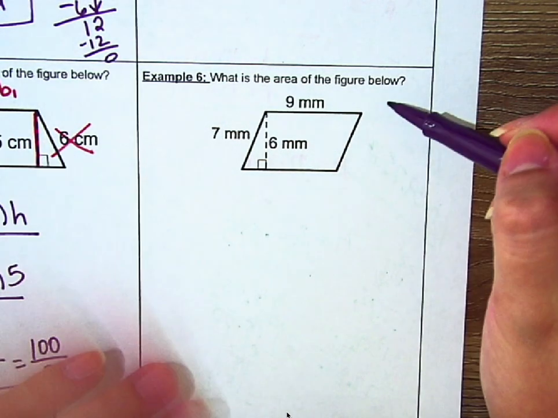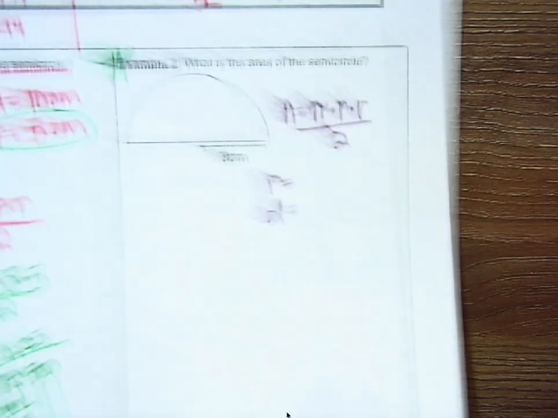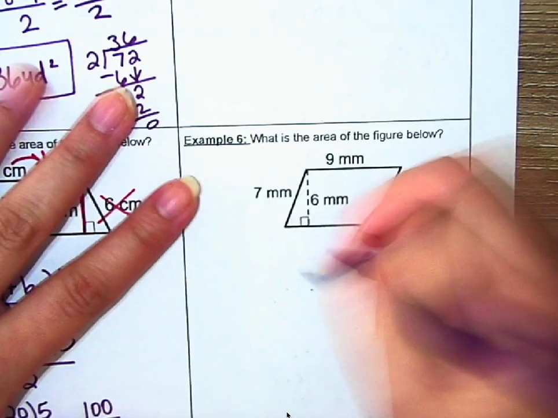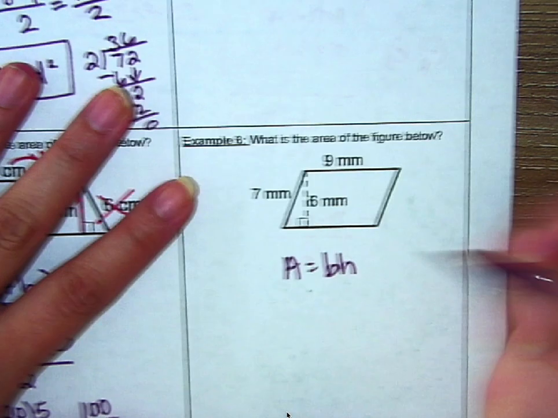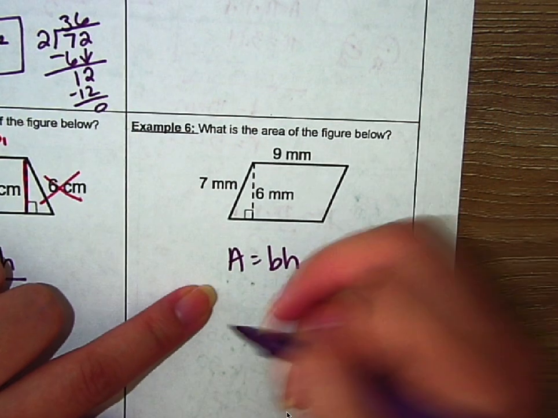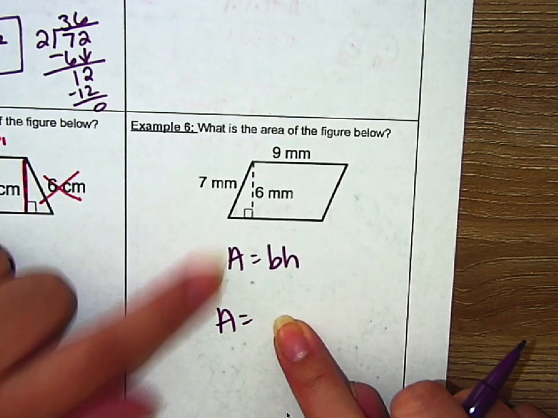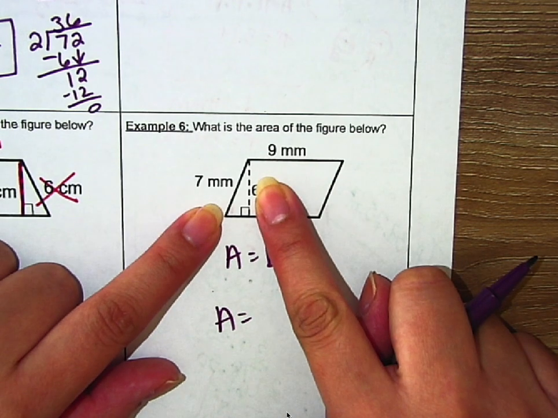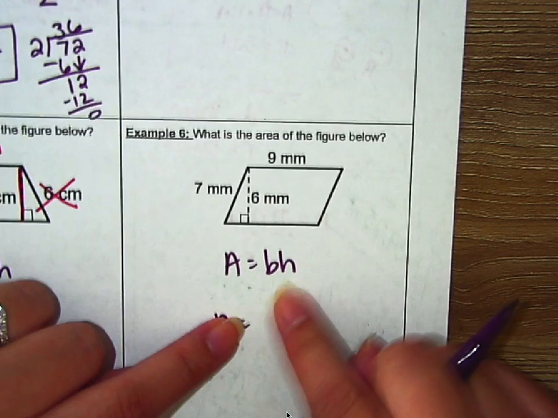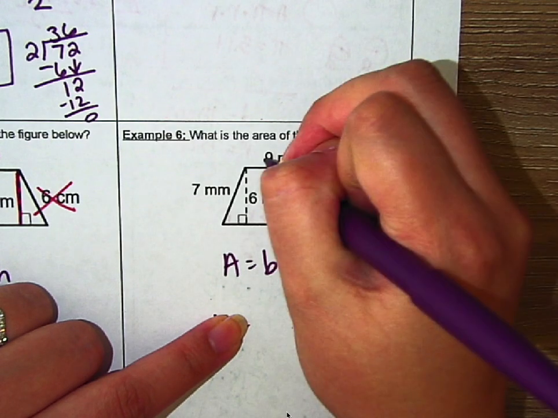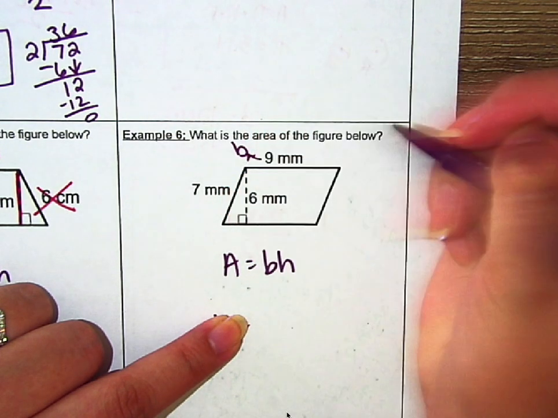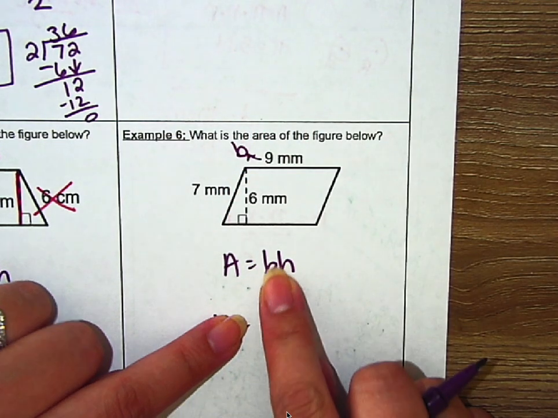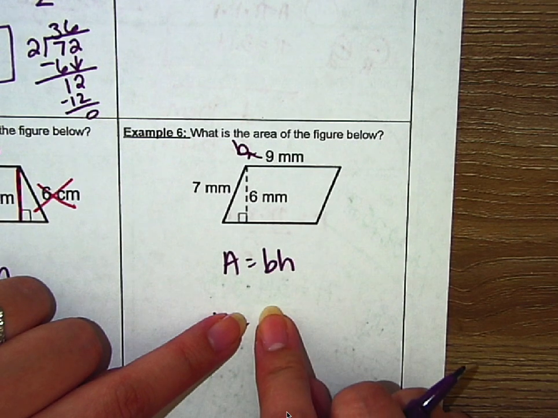So what is the area of the figure below? The figure here is a parallelogram. Okay, so that is going to be base times height. A equals base times height. This one's pretty easy. You're just multiplying 2 numbers, but we have 3 numbers here. My base, remember my base is going to be right here. This is your base, but they gave us 2 numbers. They want to confuse you with the height.